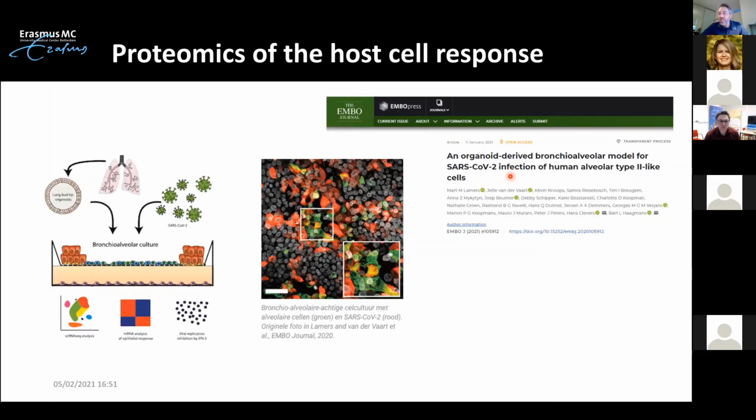This is the very last slide that shows another contribution of proteomics in SARS-CoV-2 research, which is in this case a study of the host cell response upon viral infection. And I'm not going to talk about this in detail, but what we did here was a proteomics analysis of an organoid-derived bronchio-alveolar tissue culture infected with virus to study the induction of the interferon response program.